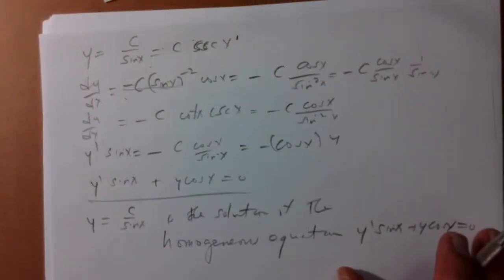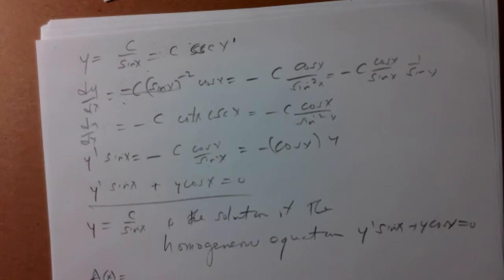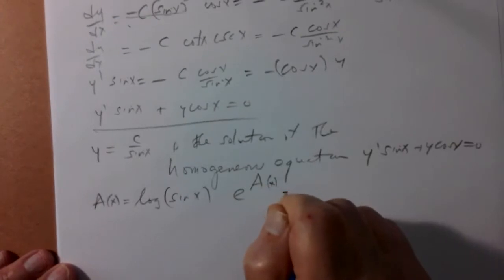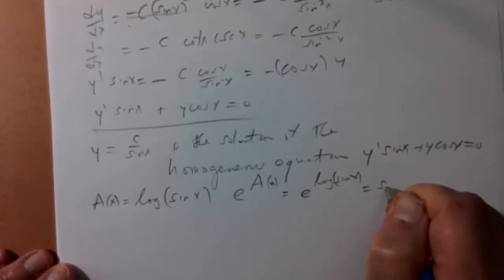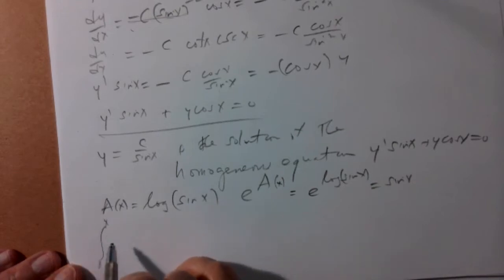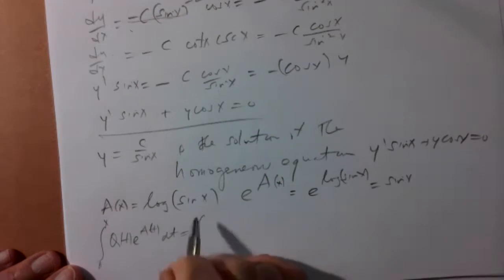Let me do this again on this page. So a of x is the log of the sine of x. E to the a of x is e to the log of sine x, which is sine x. So the integral of q of t e to the a t, that's the integral to x.